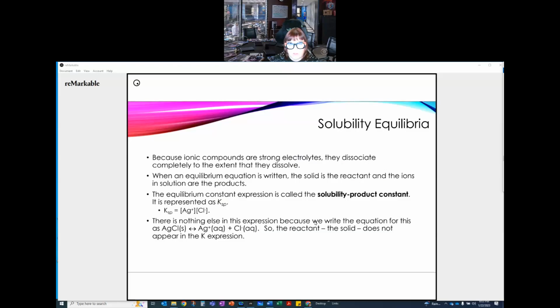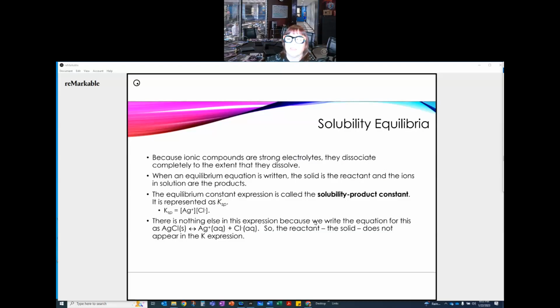Because ionic compounds are strong electrolytes, they dissociate completely to the extent that they dissolve. But not everything completely dissolves, and that's why we occasionally find that things crash out of solution. The other thing is that these things tend to be temperature dependent. Depending on what temperature we're at, we may be able to get more or less into solution.